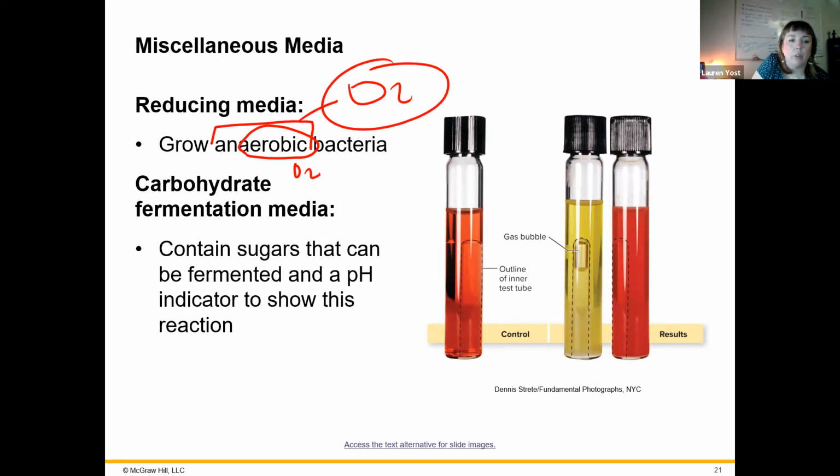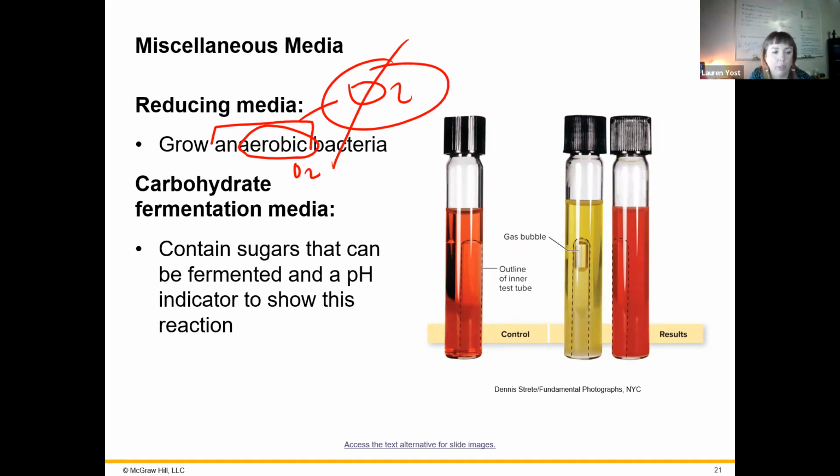We'll just do this. No oxygen. They do not use oxygen. They have no oxygen. In fact, they can often die in the presence of oxygen. So if you're trying to grow something like Clostridium species, a lot of those are anaerobic bacteria. You would want to be growing those in an anaerobic environment, so no oxygen there, and special reducing media for that.